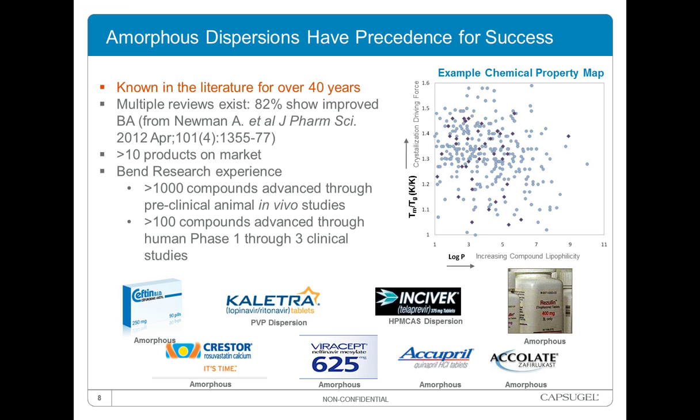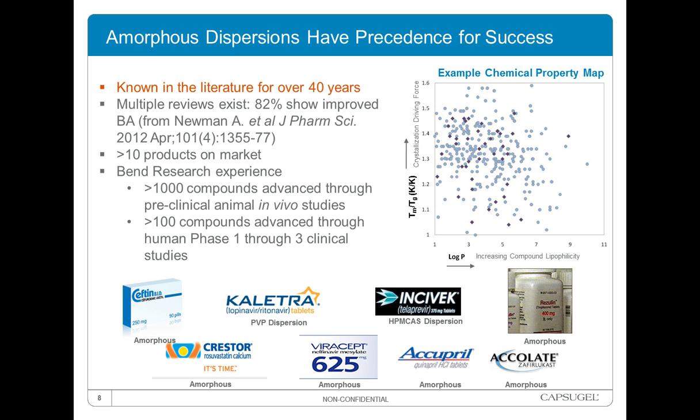In the plot on the upper right is a plot I'll come back to a few times, so I'll take a little bit of time to explain it. On the x-axis is the same log P that was shown on the last graph. On the y-axis here is actually a ratio of the melting point to the glass transition temperature in Kelvin. And that tells us something about the driving force for crystallization of a compound. So the higher it is on this chart, typically, with some exceptions, these compounds tend to have a higher driving force to crystallize out of both the solid state amorphous dispersion as well as in solution.